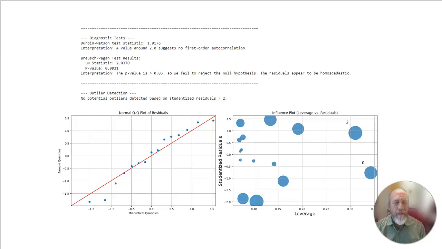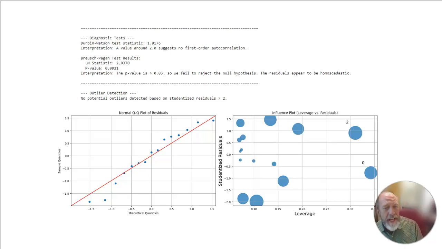Now, the real thing is, what does the number mean after you calculate it? You're looking at first order correlation. It's a simple test with two variables, and you got a Durbin-Watson statistic of 1.82. There's really no autocorrelation going on there, and it also appears to be homoscedastic, because the p-value is greater than 0.05 and the LM statistic is 2.837, which basically means the null hypothesis is that there's no relationship.